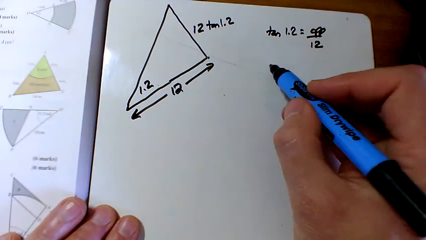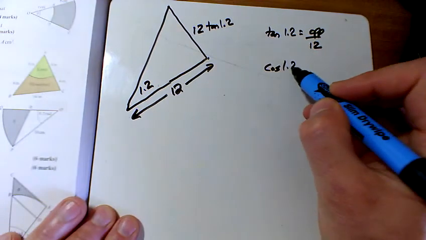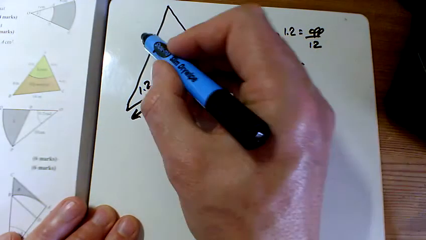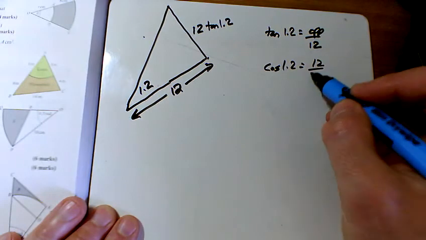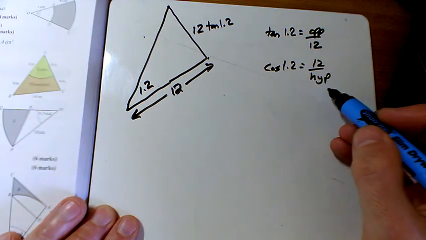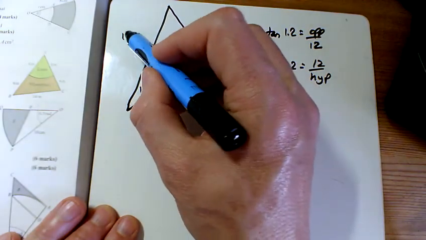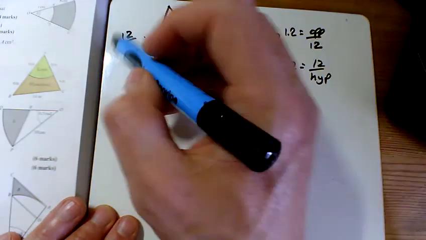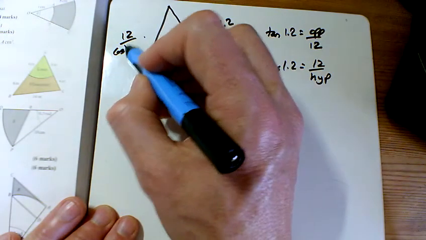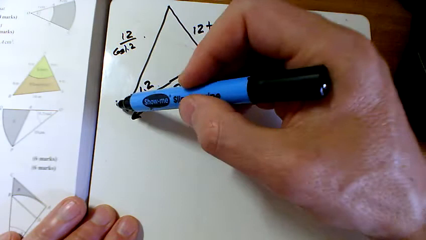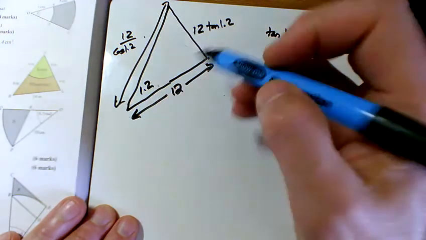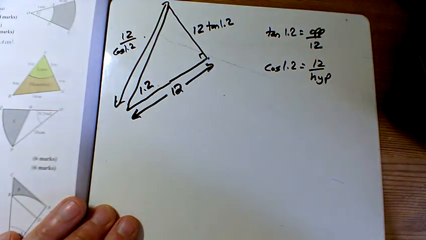And if I do the cos of it as well, the cos of 1.2 is adjacent over the hypotenuse. Rearranging that, I can see that this whole side here is 12 divided by cos 1.2. That's the distance from there all the way up to there, which we might need later.